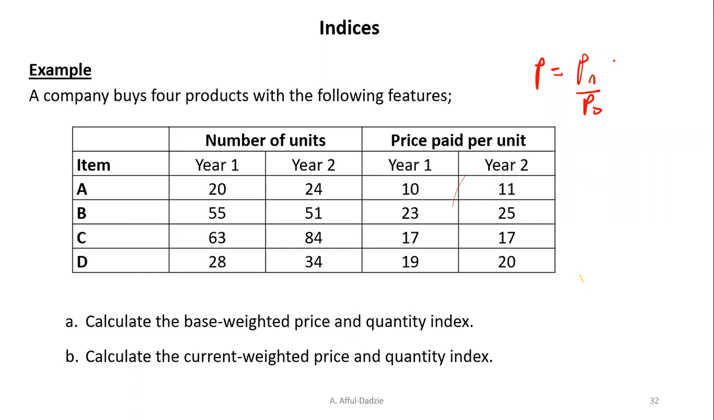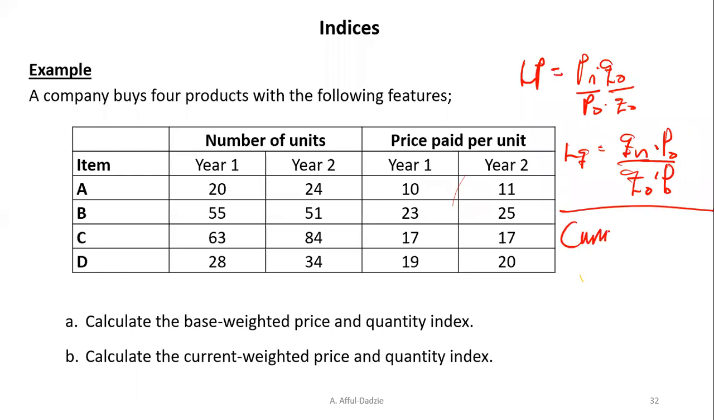And because we are looking at the base weighted, we will need the base quantity to be the weights. You are done. So this would be the Laspeyres price index for base. Now, if you're doing it for the base quantity index, we know it is the current quantity over the base quantity, and then the weight is now going to be the base price, the base price being used as the weight.